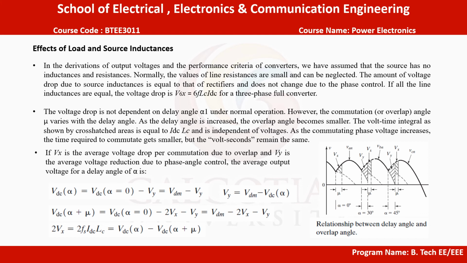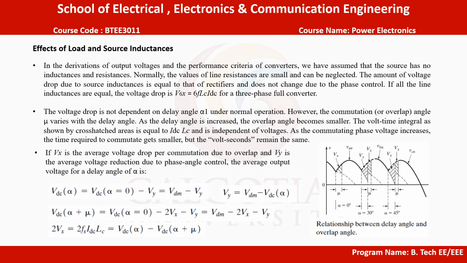The voltage drop is not dependent on delay angle alpha under normal operation. However, the commutation or overlap angle mu will vary with the delay angle. As the delay angle is increased, the overlap angle becomes smaller. This is given in the figure shown here. The volt-time integral, as shown by the cross-hatched area, is equal to IDC LC and is independent of voltages. As the commutating phase voltage increases, the time required to commutate gets smaller, but the volt-seconds remain the same.